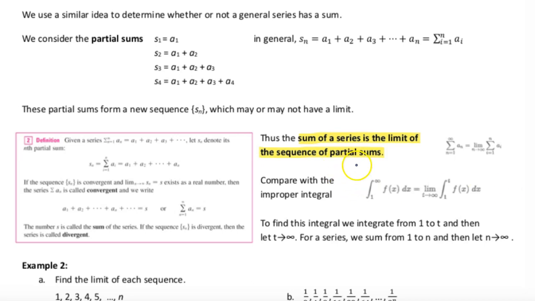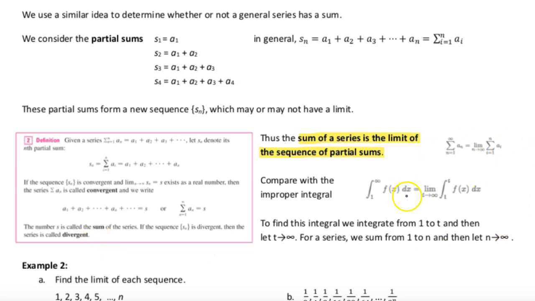And if the limit exists, then we can call this number s the sum of the series. So if we find the limit and this gives us a constant, then this converges. If we find that the sum is equal to infinity, in other words, if we find that the limit does not exist or goes to infinity, then we can conclude that the series is divergent.